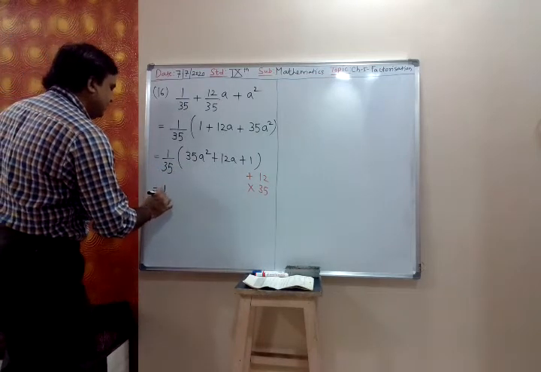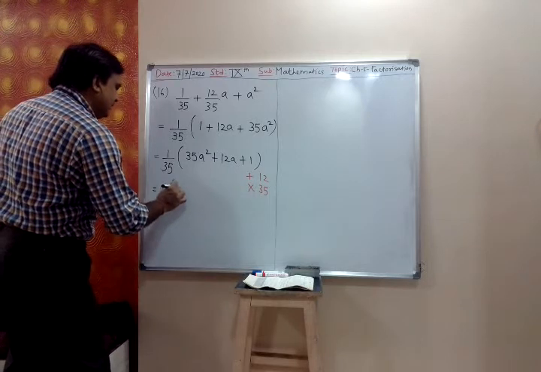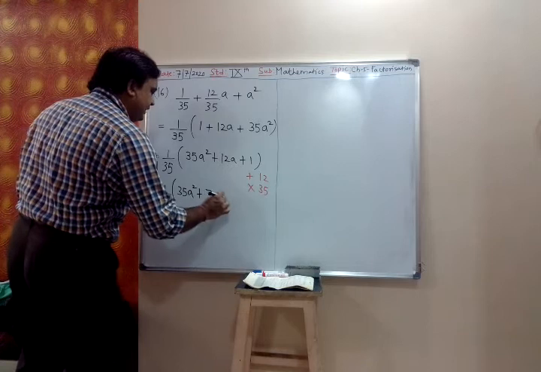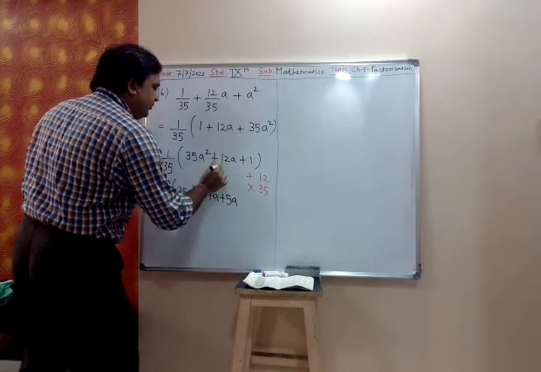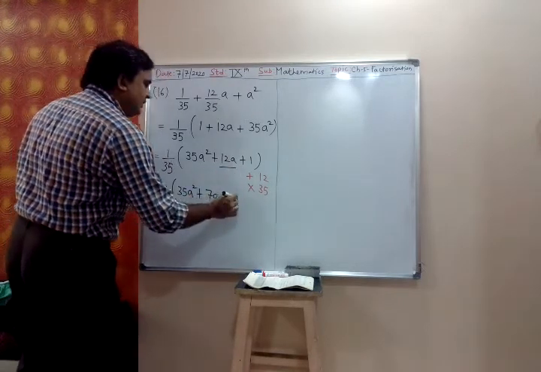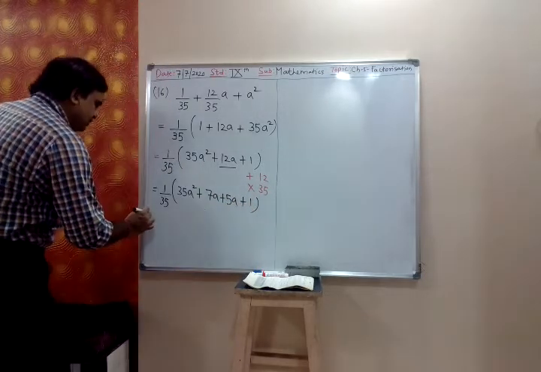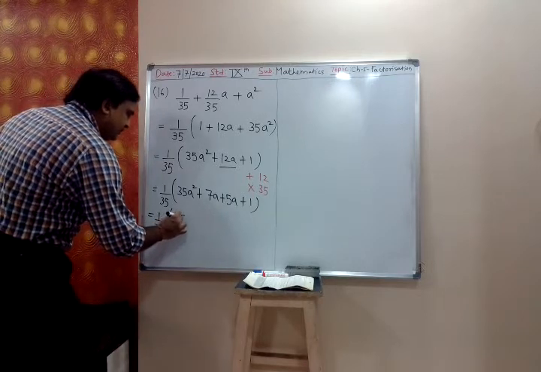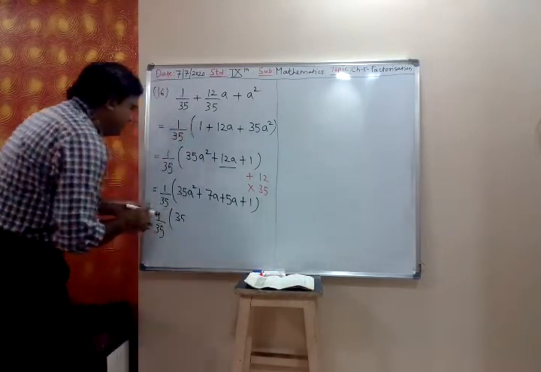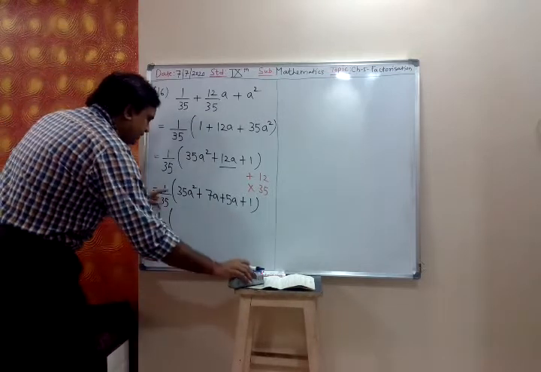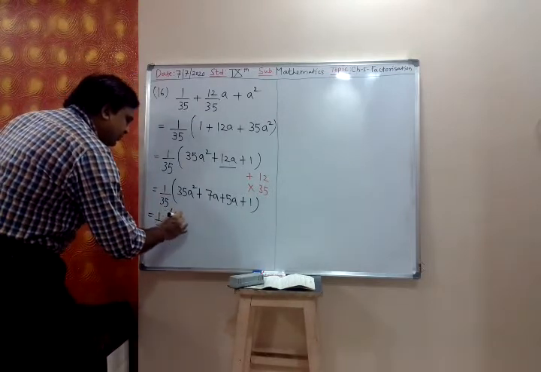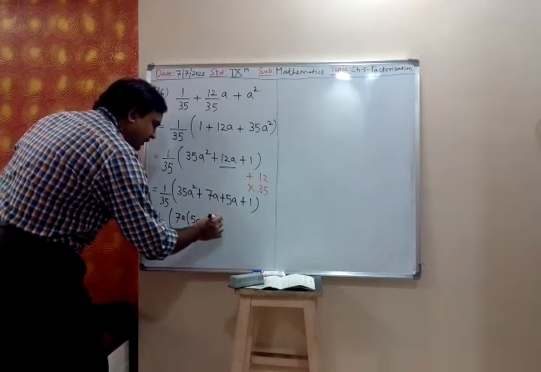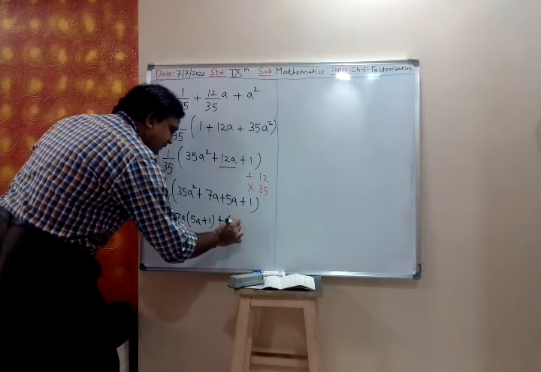So this is 1 upon 35. So this I will write 35a square plus 7a plus 5a plus 1. The middle term 12a we are splitting as 7a plus 5a. So 1 upon 35, 35a square and 7a. What is common? 7a is common in the first two. Then left is 5a plus 1. And in the second, it is 5a plus 1.